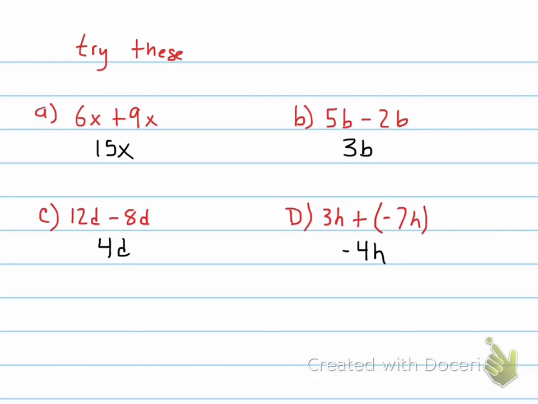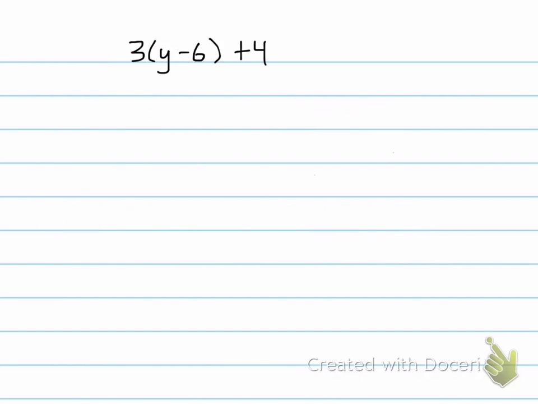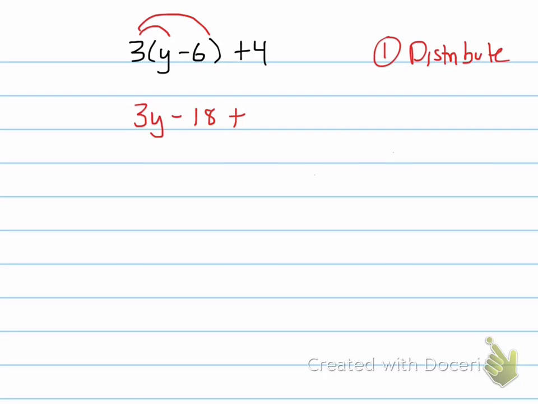And there are your answers. Now make sure you have the right signs and the right letters, alright? And real quick, I want to try this, where we are going to go through the steps here. So my first step would be distribute. Step 1. Distribute. Okay? So this will be 3y minus 3 times 6 is 18 plus 4.